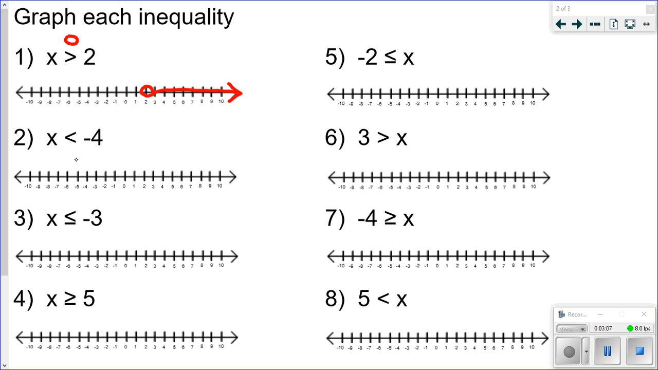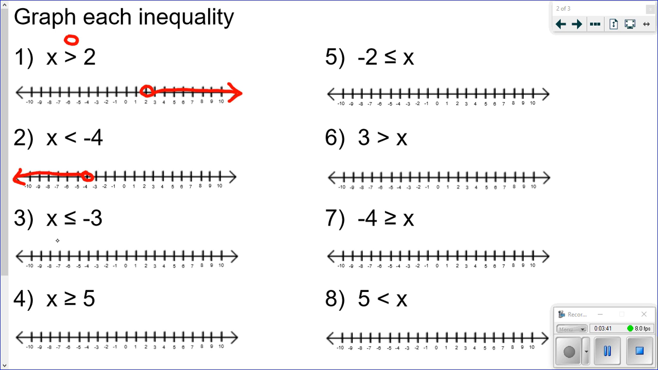All right, so let's look at this one. X is less than negative 4. Okay, so again, I'm going to use an open circle here because there's not an or equal to line. It says x is less than negative 4. So where are the values that are less than negative 4? They're to the left, so we're going to shade to the left. And again, this means x could be any of these shaded values, so anything to the left of negative 4, but not including negative 4, because it's not or equal to.